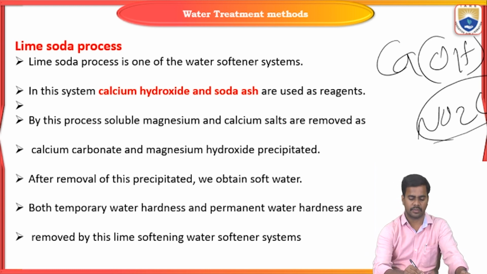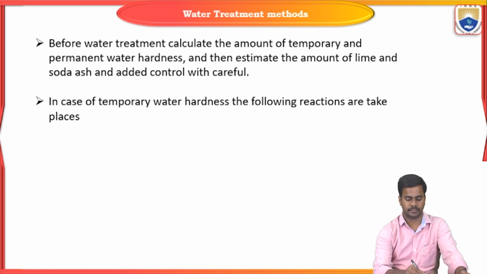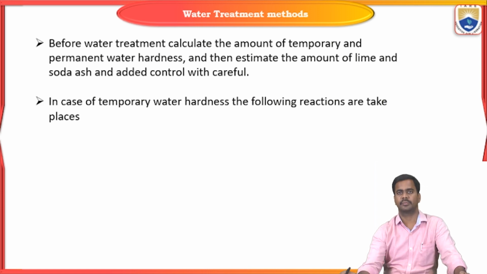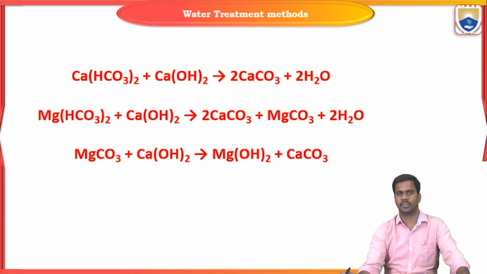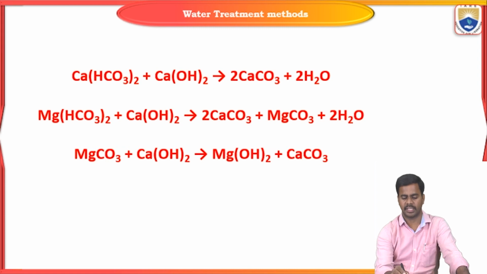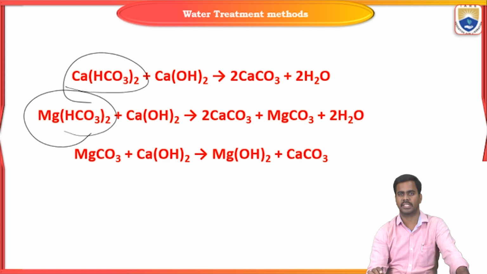Let us see the procedure for the lime soda process. Before water treatment, calculate the amount of temporary and permanent water hardness, then estimate the amount of lime and soda and add them carefully. In case of temporary water hardness, the following reactions take place. So what is the temporary hardness causing salt? That is calcium bicarbonate and magnesium bicarbonate. These types of salts cause temporary hardness.